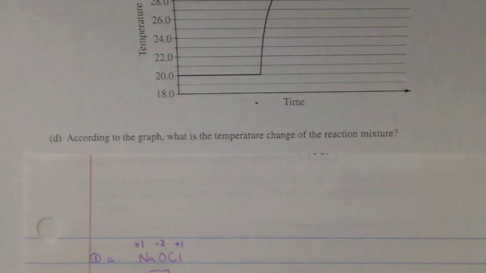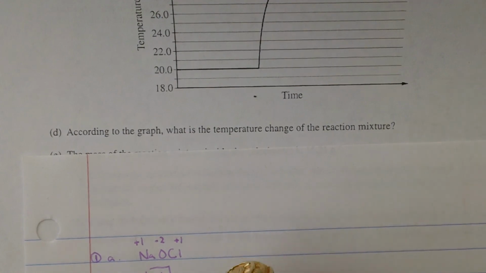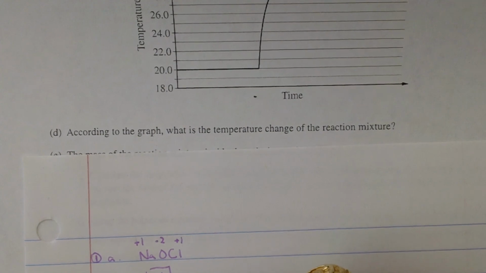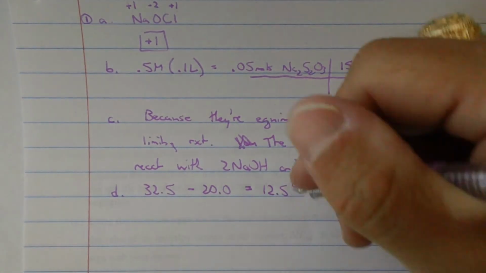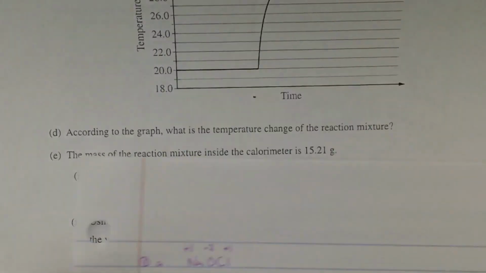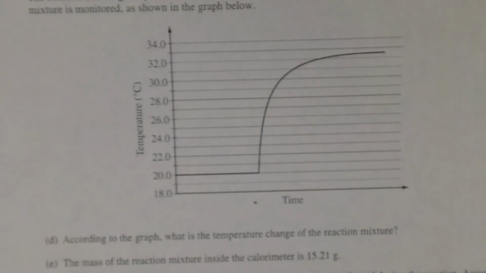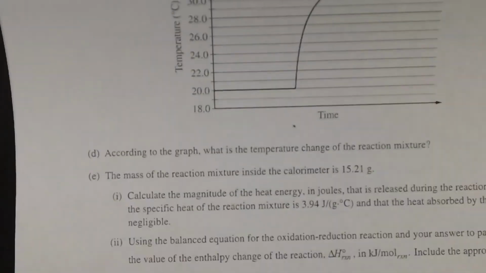Part D says according to the graph, what is the temperature change of the mixture? It's a softball question as long as you don't goof significant figures. So 32.5 minus 20.0 equals, I got 12.5 degrees Celsius for my temperature. That's my temperature change. That's what they asked for in Part D. What's the temperature change of the reaction mixture? Simple enough question, as long as you be careful, make sure you go to the tenths place since their thermometer is going to the tenths place.